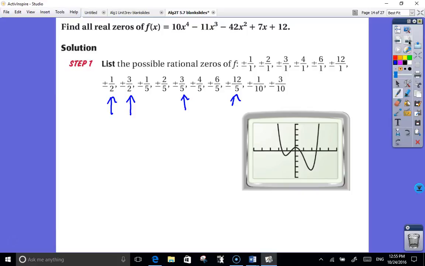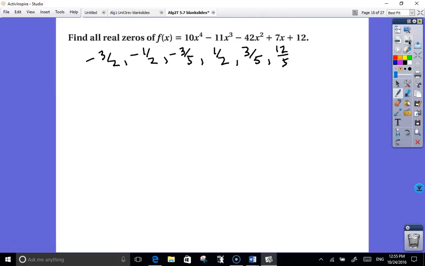So now we're down to ±1/2. We're only looking at -3/2. It could be ±3/5. Those are close to 1/2. And then the 12/5 is only a plus, if it's that. So let's go to the next slide. And now I just wrote down those possible zeros, and we're going to try to use synthetic division to see what works.